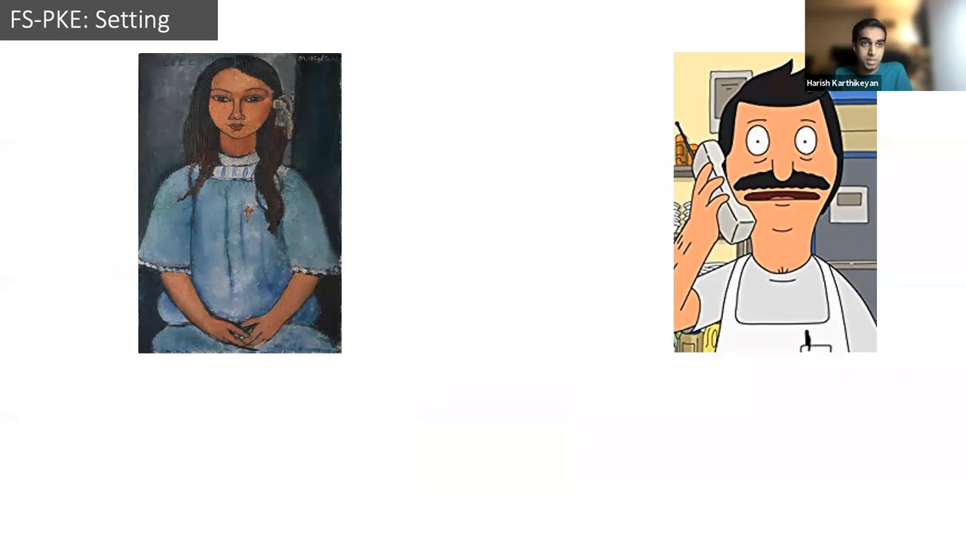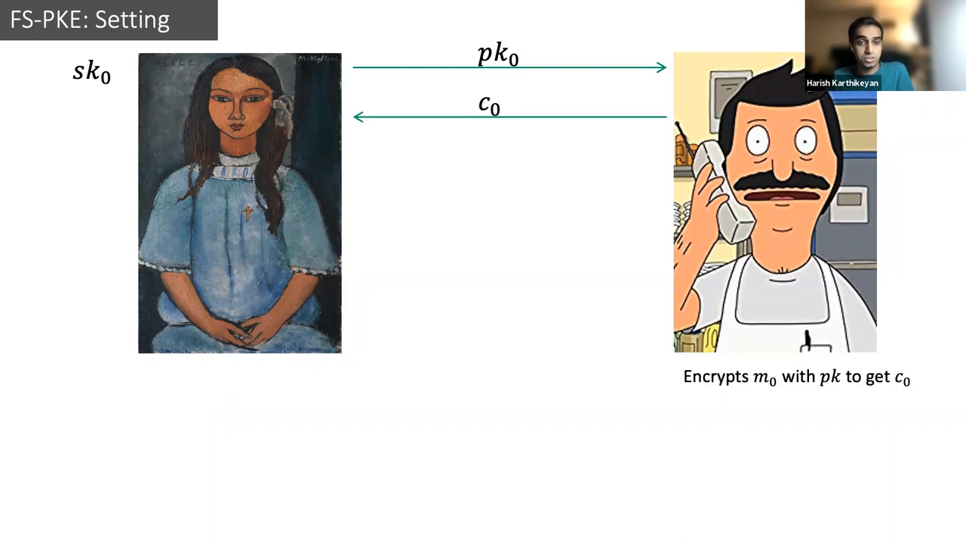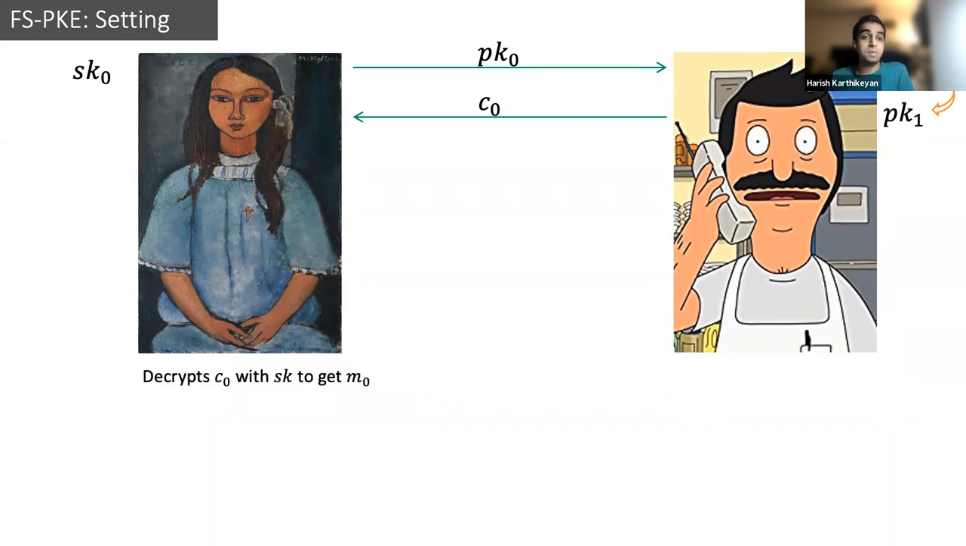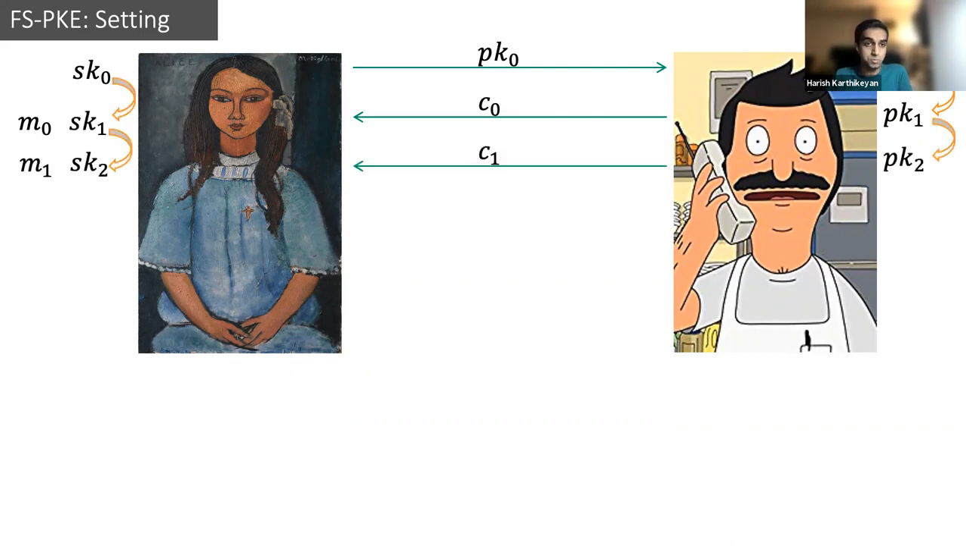And this is forward secure public key encryption. Alice generates a public key secret key pair for a particular time period, say time period zero, keeps secret key SK0 for herself and communicates PK0 to Bob. Bob, with knowledge of PK0, can encrypt a message M0 of his choice to communicate the ciphertext C0 to Alice. In addition, Bob also moves the public key from PK0 to a new time period, PK1. Now, Alice, with knowledge of the secret key SK0 and having received the ciphertext C0, can decrypt the message to get M0 and also moves the secret key from SK0 to SK1. And Bob does this repeatedly.